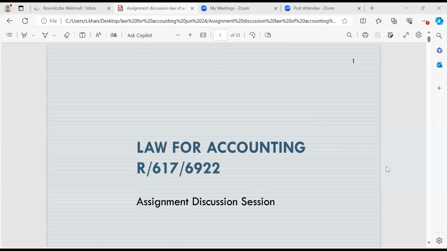Before we go into the assignment discussion session, I'll give you a summary of what we've done in all the 4 learning outcomes, so you've got a better idea of what needs to be done for your assignment. In learning outcome 1, we had to look at understanding the elements of law affecting commercial law. So we had to look at things like contract law.